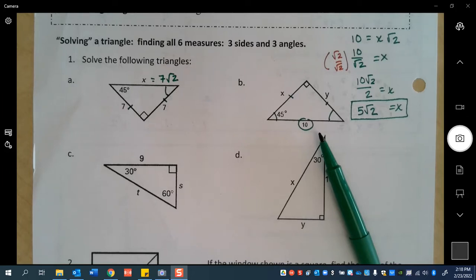Once I've solved for x, true or false, I already know y. Because it's isosceles, x and y have the same value. That's our first special right triangle rule. How you doing with it? Okay?